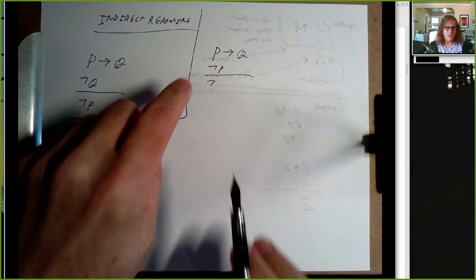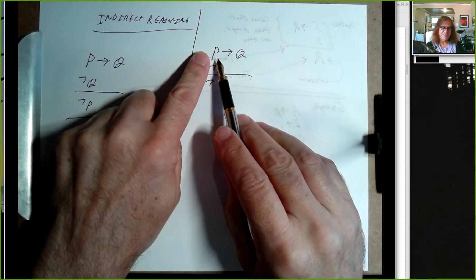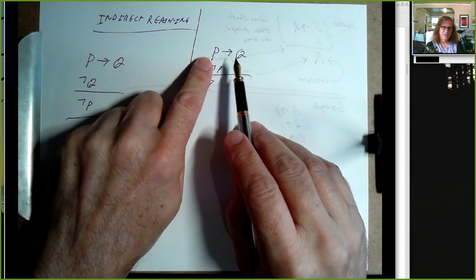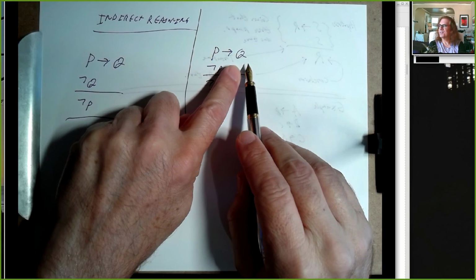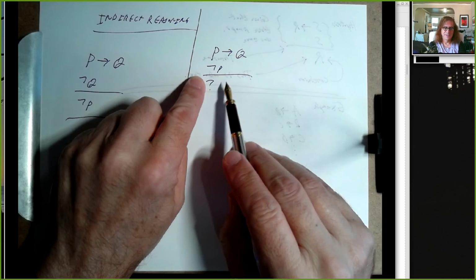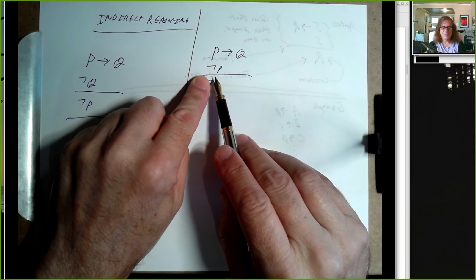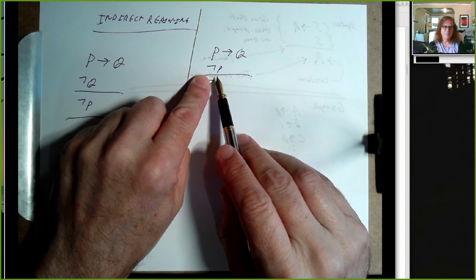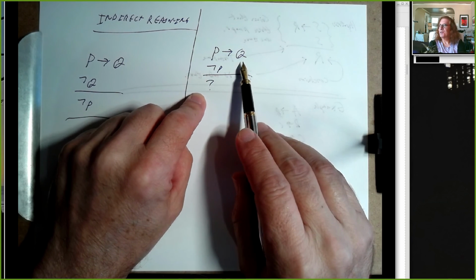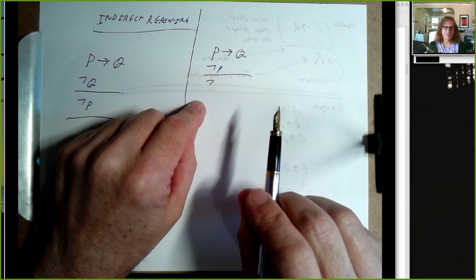Right? So P could be the proposition that I am fabulously rich. And Q could be the proposition that it's sunny outside. And I can guarantee you I am not fabulously rich. But can we conclude anything about whether it's sunny outside or not? No.